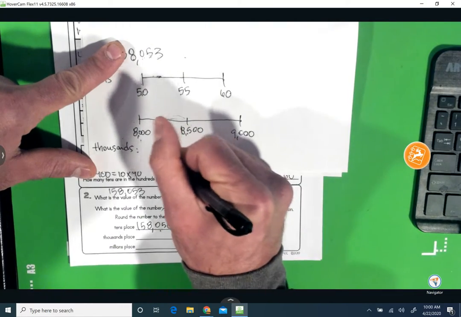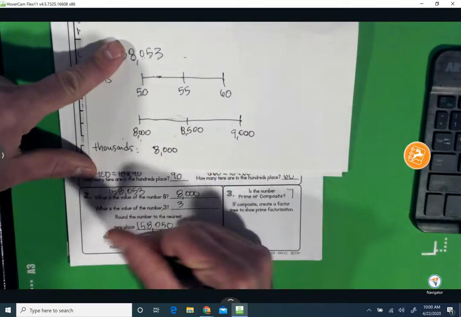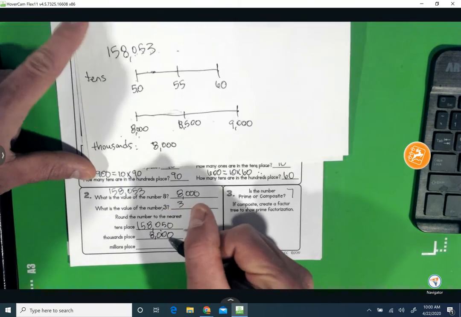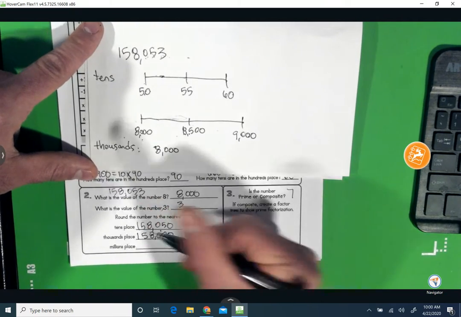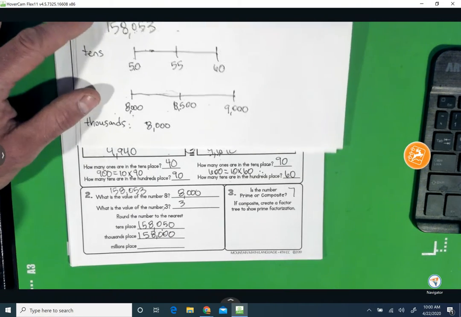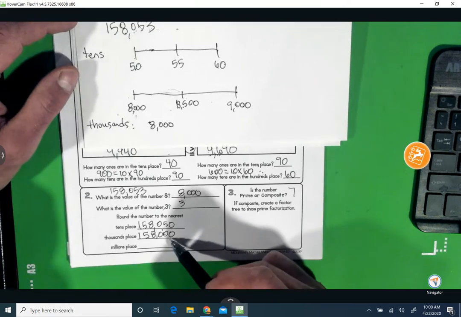So go ahead and plug in your 8,000 here, or excuse me, down here. Plug in your 8,000, and then you can include the rest of the number. 158,000 is 158,053 rounded to the nearest thousands place.